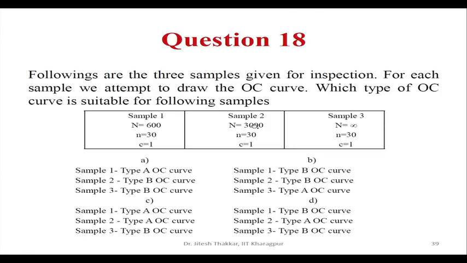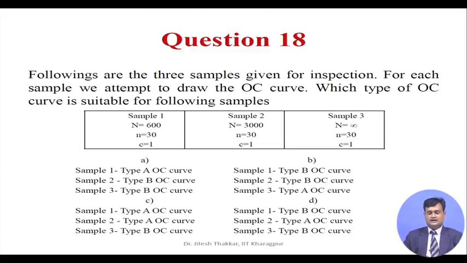We have question 18, and here you can see that you are given 3 samples. These samples, based on inspection, have N equal to 600, N equal to 3000, and N equal to infinity, and small n, that is the sample size, is 30, 30 and 30. You are also given the value of C equal to 1, 1 and 1.